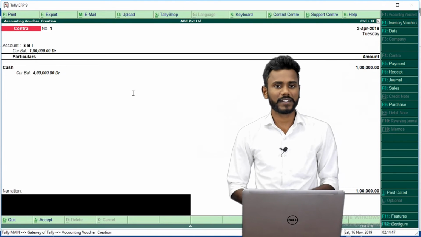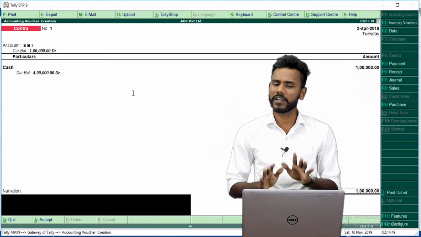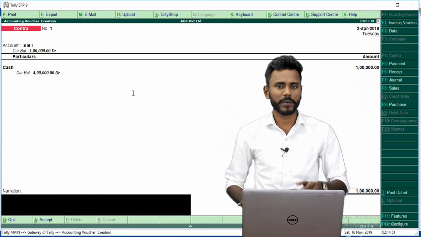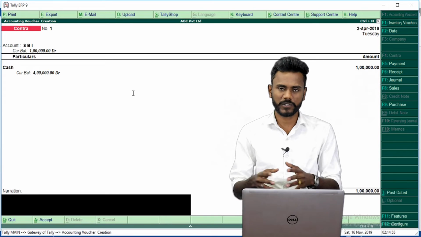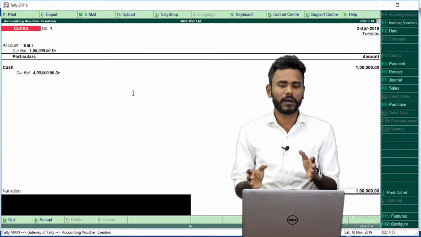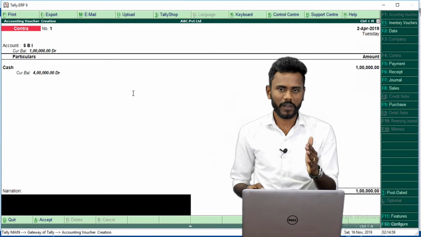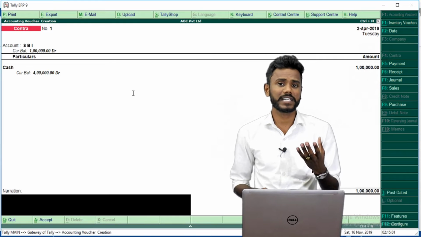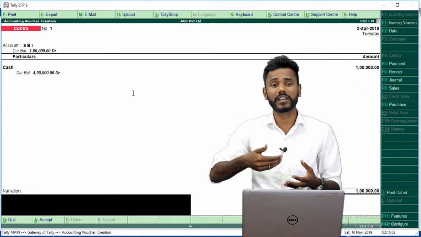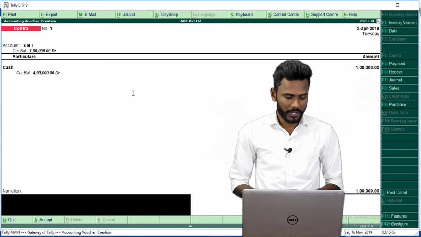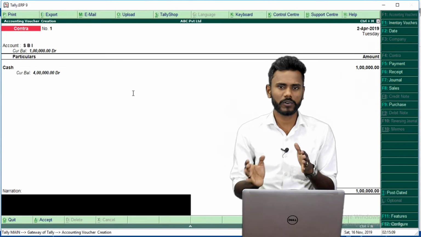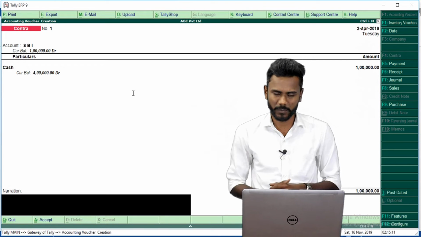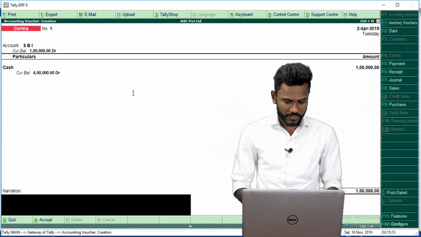If you are doing the practicals in education mode, nothing will happen. You just pass the entries by putting the date as 1st April or 2nd April. Try to understand the concept, not the dates, right? It is better to pass all the entries on 1st April or even 2nd April, because in education mode we cannot access all the dates like me. You don't try to change the date if you are using educational mode, right? So I'm just saving the first voucher.